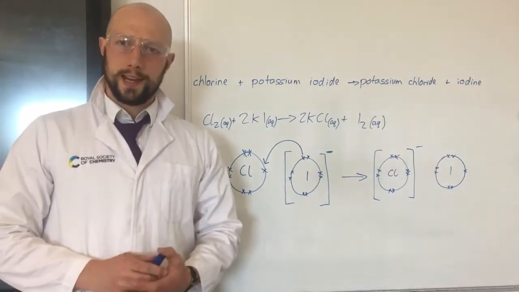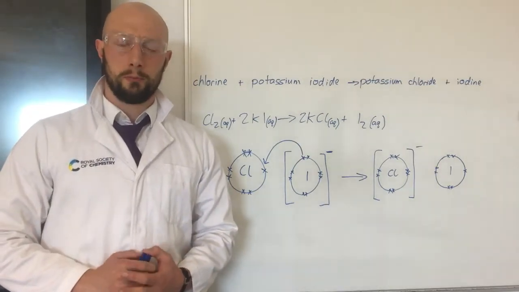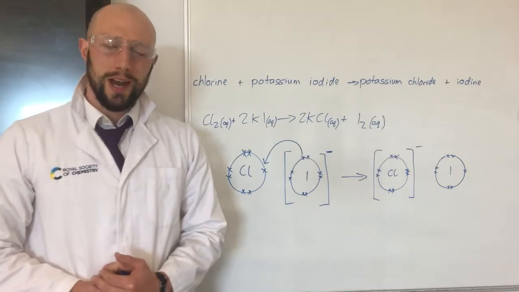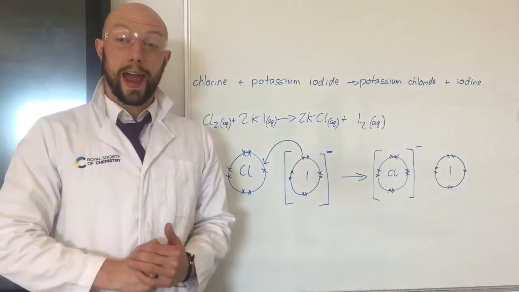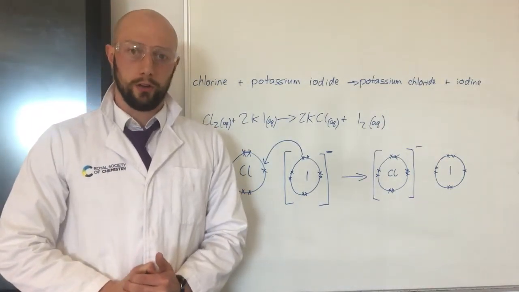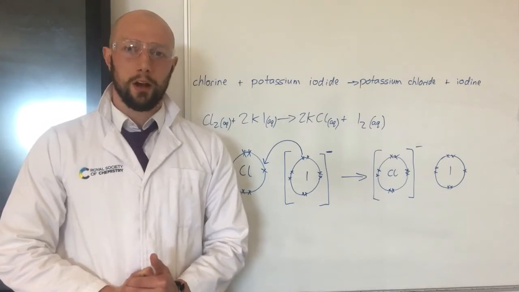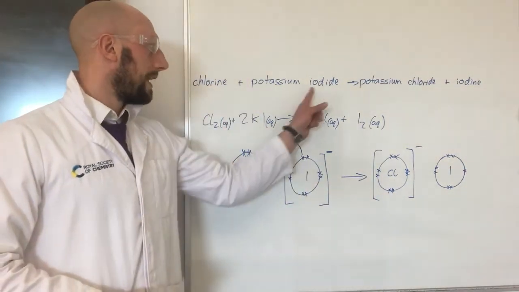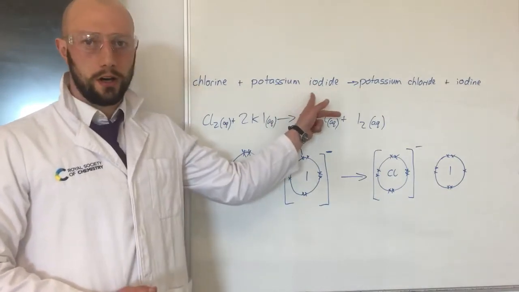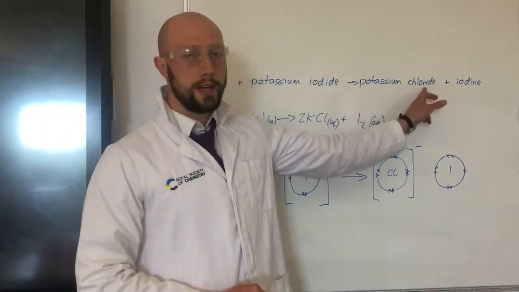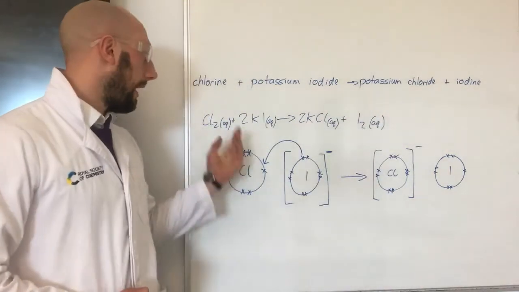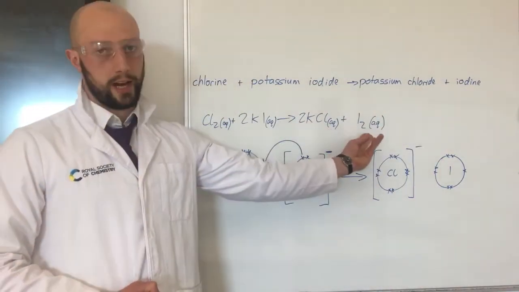Hey, Mr. Wilson here. Today we're looking at halogen displacement reactions. A displacement reaction is when a more reactive halogen displaces a less reactive halide ion from a compound to produce a different halide compound and a different halogen. An example is chlorine displaces iodide from potassium iodide, making potassium chloride, a different halide salt, and iodine as an element. Here is the symbol equation for that reaction.